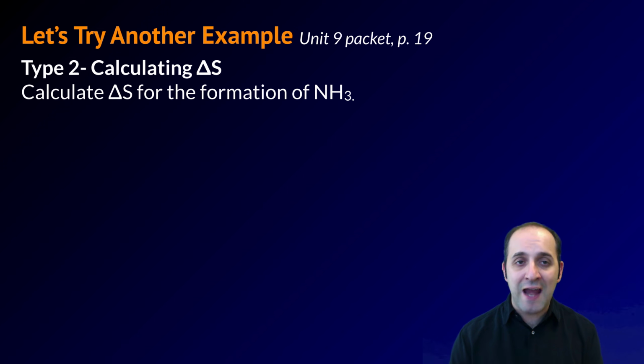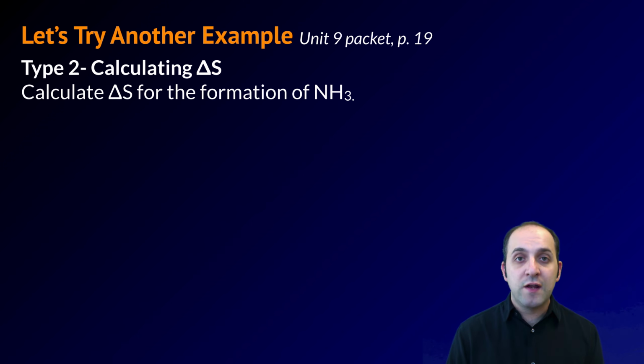Let's look at another kind of example from page 19 in our Unit 9 packets. Here we're going to calculate delta S. I'd like you to calculate delta S for the formation of ammonia. You can assume that we're doing it at 298 degrees Kelvin. Hint, hint. Pause the video and try it on your own, and then when you're ready, we'll go through it together.